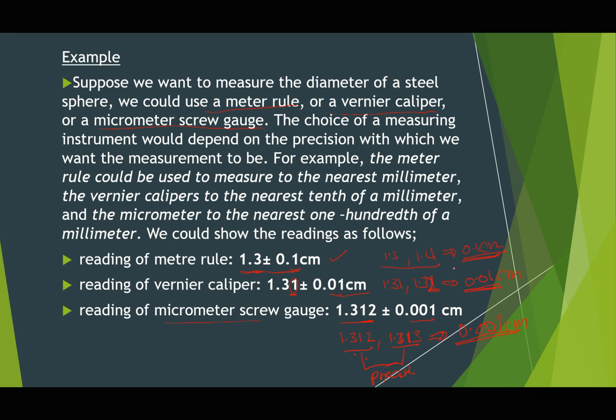So we would say in measuring the diameter of a steel sphere, the micrometer screw gauge is more precise than the meter ruler. So it's like precision is somehow related to the number of decimal places to which an instrument takes or gives a measurement.